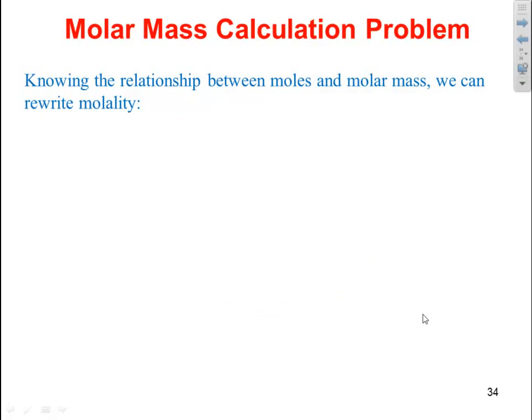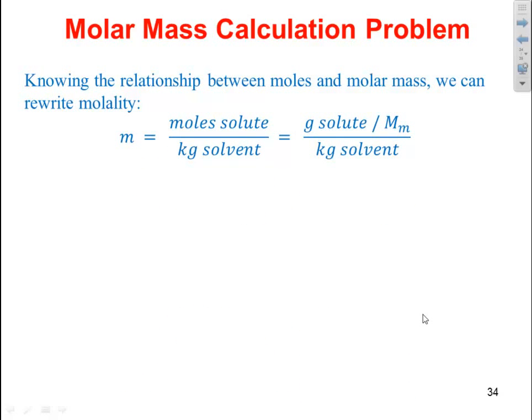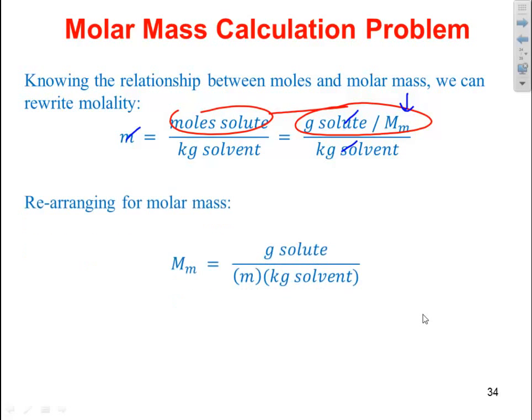So knowing the relationship between moles and molar mass, we can rewrite molality. We know molality is moles of solute per kilogram of solvent, and moles of solute is really your grams of solute per molar mass. We know the grams of solute, we know the kilograms of solvent, and we know the molality. So all we can do is rearrange this and solve for molar mass. Grams of solute divided by our molality and kilograms of solvent will give us our molar mass, in units of grams per mole.